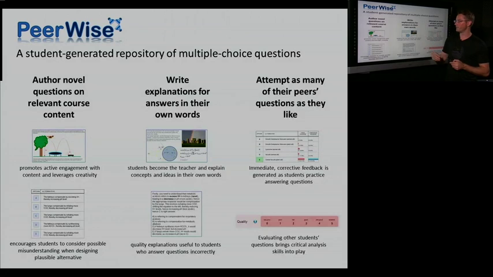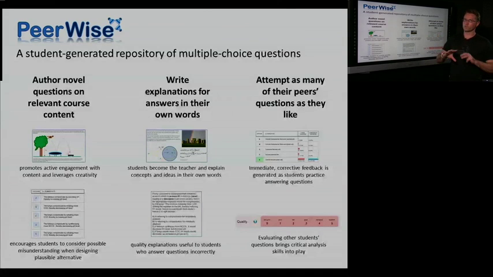A really important part of the question authoring process is writing an explanation. So this is where the student places themselves almost in the shoes of the teacher and tries to explain in their own words why the answer to their question is correct and try and explain the important concepts and ideas. And of course, these explanations can be useful for other students, particularly if they answer the question incorrectly, to help them try and understand what they may have done wrong.